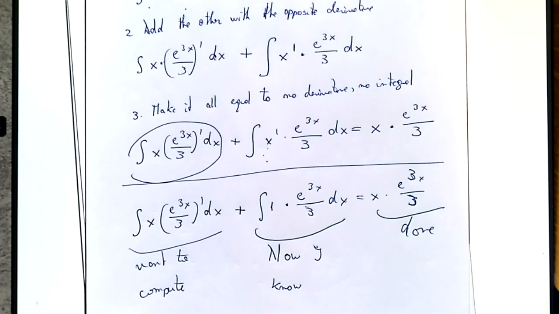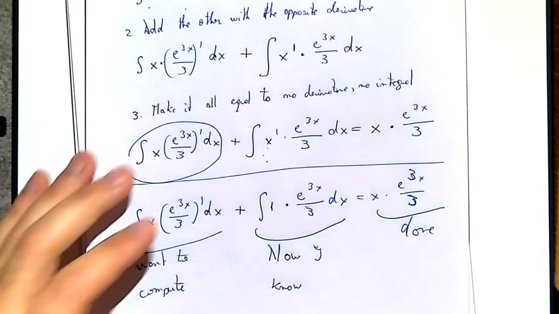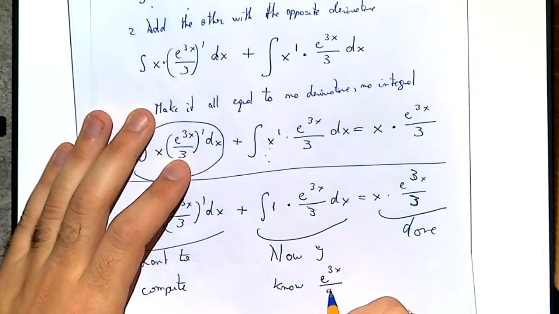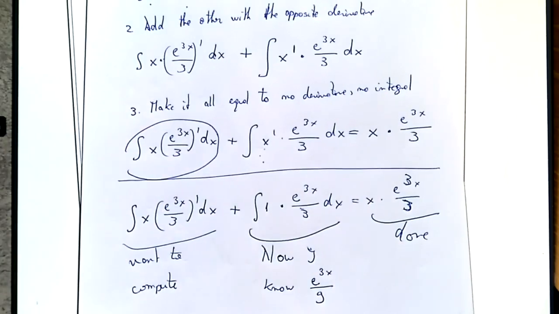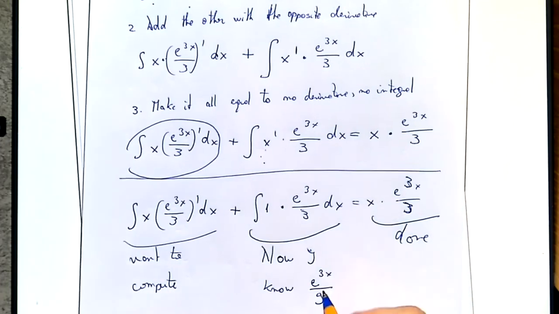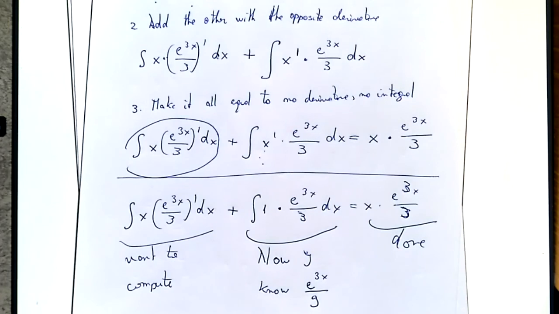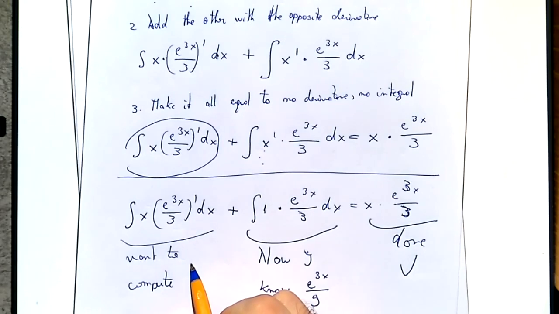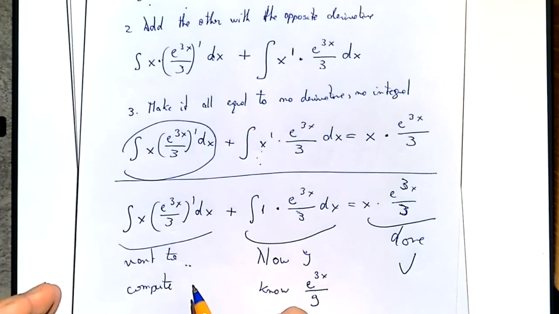I know that this is equal to e to the 3x over 9. Okay, this is it. If you don't believe me, just apply the formula, but it's just the integral of an exponential, so no one's stressing about it. Now I know this, so I can compute this. So my by parts was successful because I managed to compute what I needed to compute.